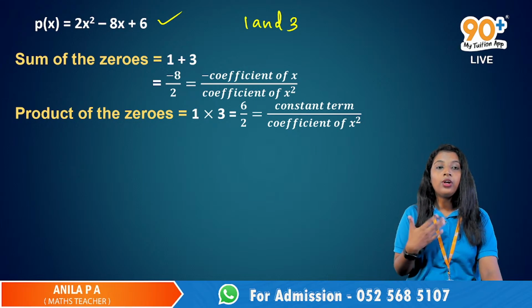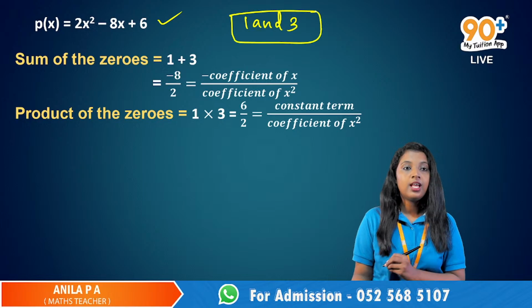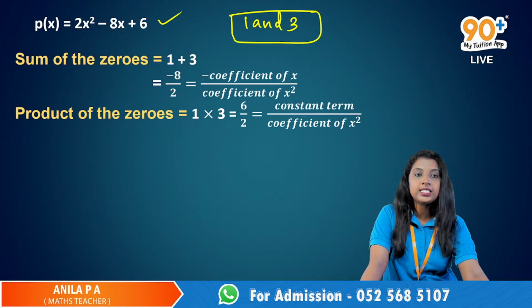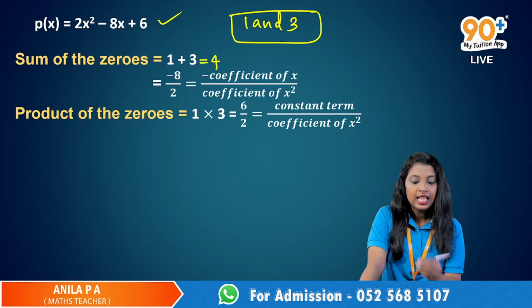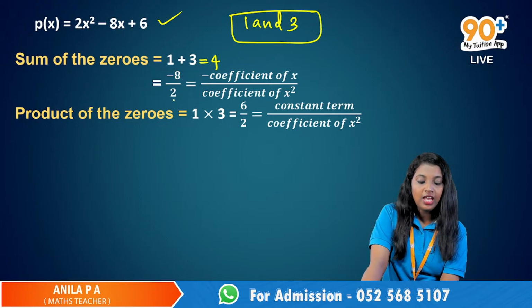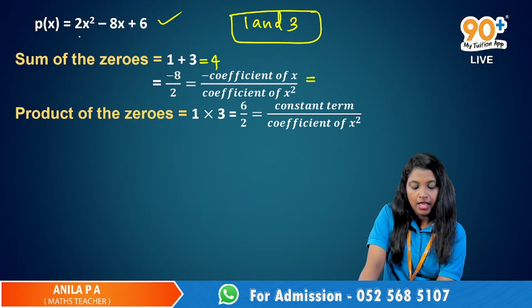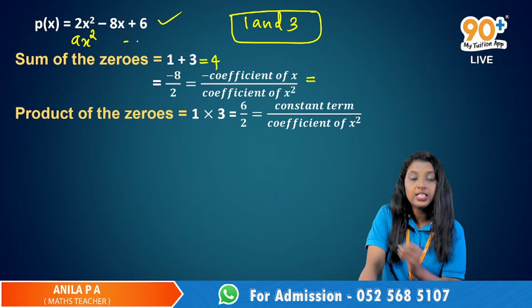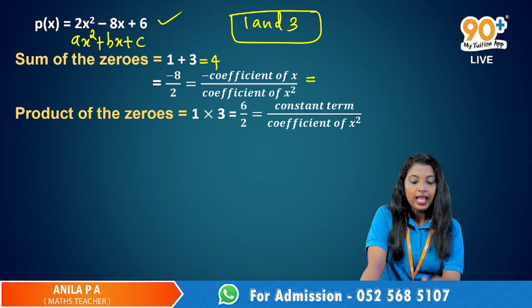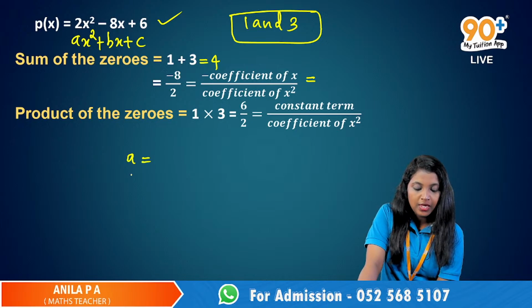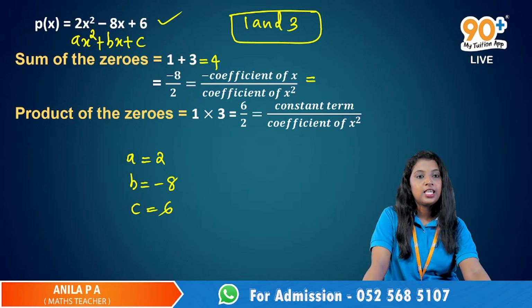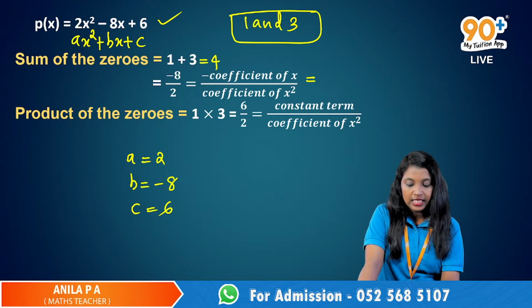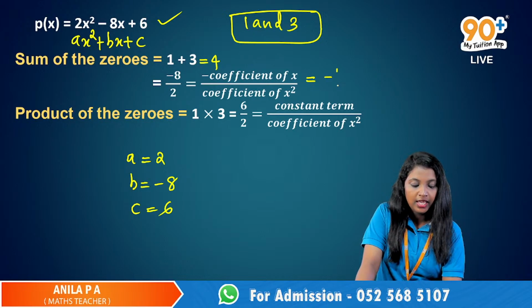And as you can see here, what is the sum? 1 and 3 are the zeros, and when we add them, the sum of zeros 1 plus 3 will be equal to 4, which is actually equal to negative 8 by 2. Here ax square plus bx plus c is the general form of a quadratic polynomial. In place of a we have 2, in place of b we have negative 8, and in place of c we have 6. Actually this is equal to negative b by a.